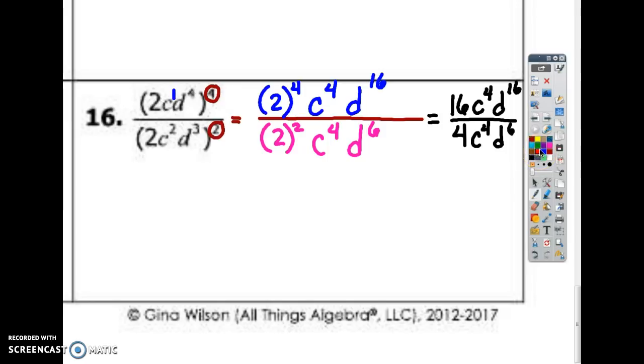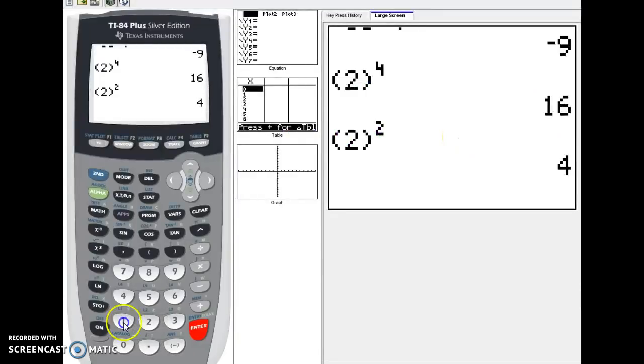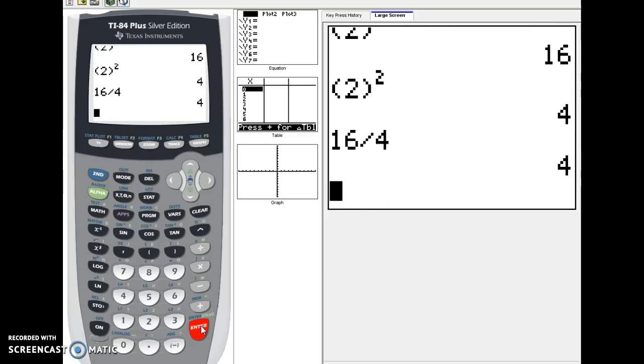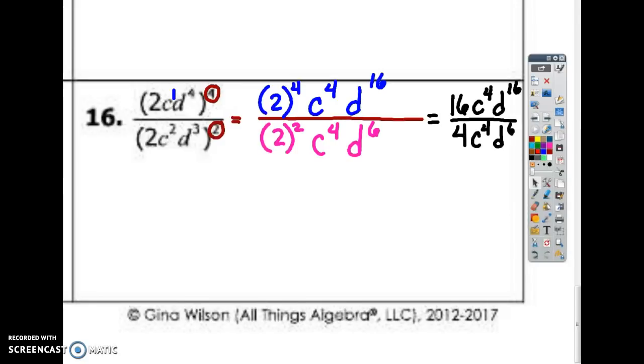So what am I going to do with the numbers? Divide. We're going to divide the 16 and the 4. Okay, so divide. 16 divided by 4, enter, gives you 4. So my answer is going to be 4. What do these two do? What do you do with 4 and 4? Subtract. What do you get? 0. So these two cancel.